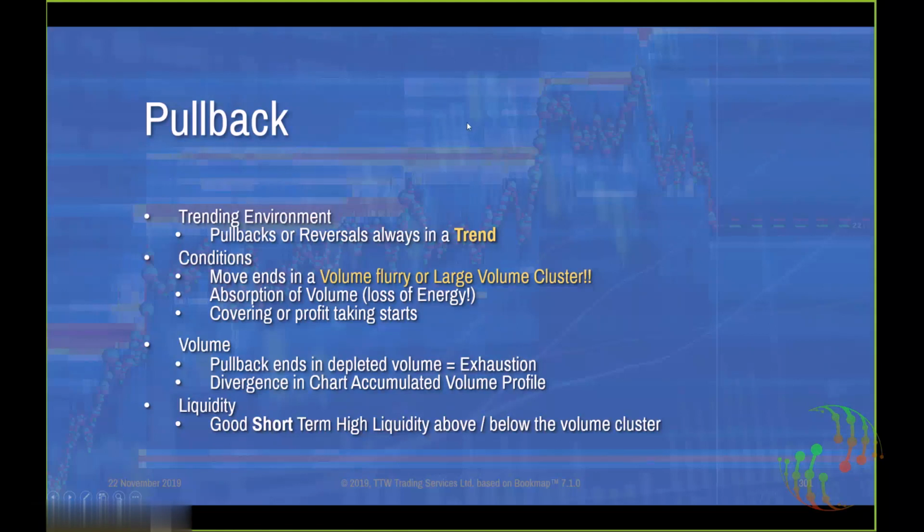Pullbacks, we talked about pullbacks. They are happening in a trending environment. Pullbacks or reversals always happen in a trend. The move ends in a volume flurry or large volume cluster. Absorption of the volume happens, that means loss of energy. Covering or profit taking starts. The pullback ends in depleted volume, that means exhaustion. Divergence in the chart, accumulated volume profile, and this is a good short term. We should find good short-term high liquidity above or below the volume cluster.